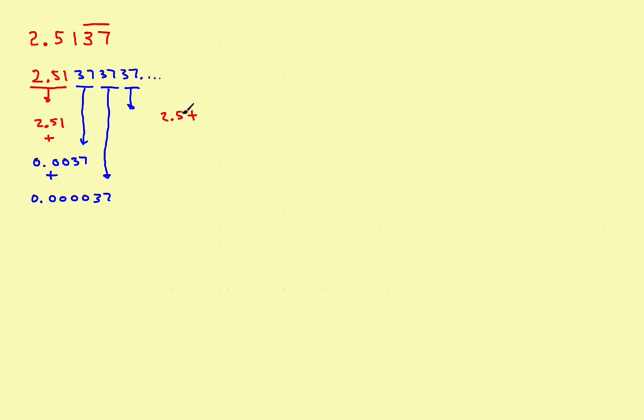Whoops. Let's change that to a 1. 2.51. Then I'm going to add to that the repeating parts. So I've got plus. This first one would be 0.0037. The second one would be 0.000037. And then plus, the next one would be 6 zeros and a 37, and so on.